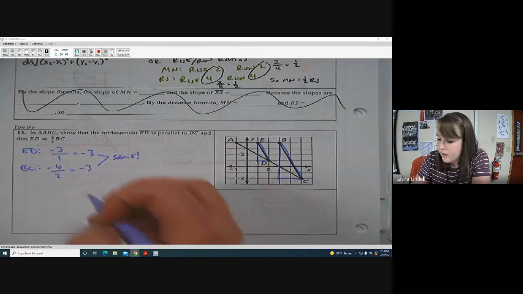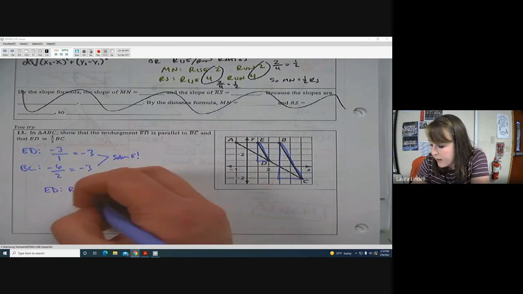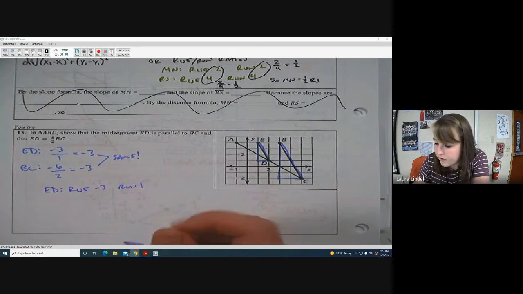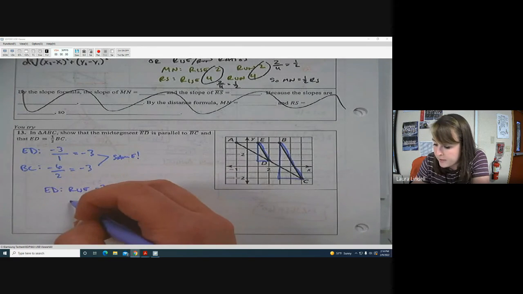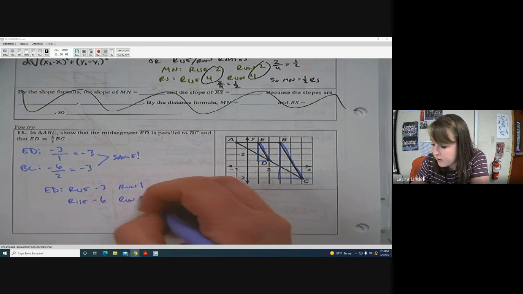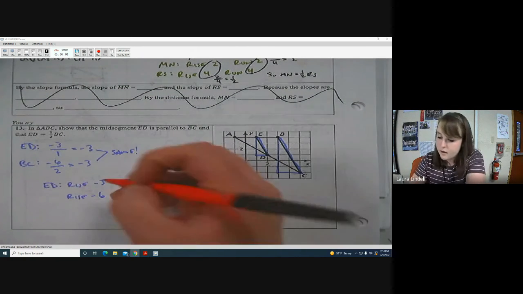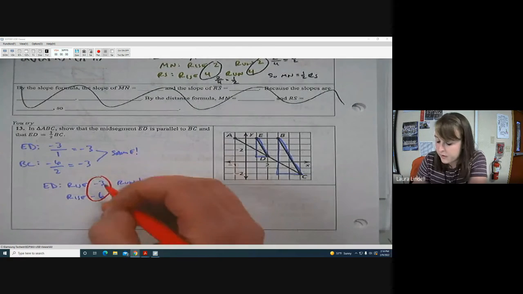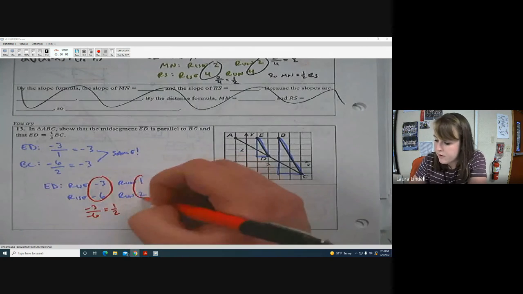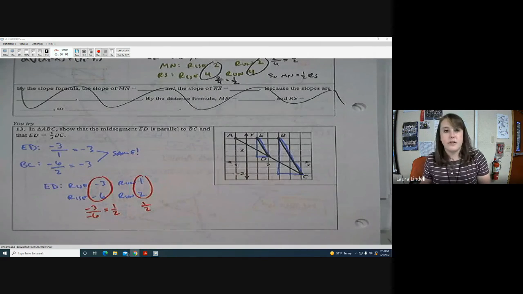Then, identifying those rise-run ratios, for ED, the rise was negative 3, the run was 1. And then for BC, the rise was negative 6, and the run was 2. So same thing there. We are figuring out that negative 3 over negative 6 is 1/2. And then 1 over 2, which is also 1/2. So we both have that 1/2 ratio.